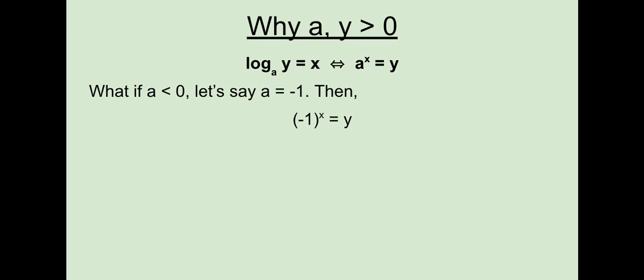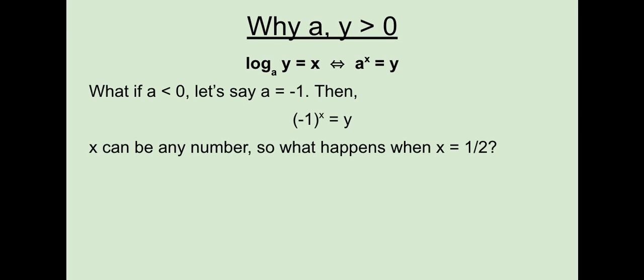Remember that x can be any number we want. It's a variable. So let's pick a half for x. If this is true, it needs to work for all x's. So let's pick a half. Well, what's negative 1 to the half? Negative 1 to the half is an imaginary number, right? It's i.